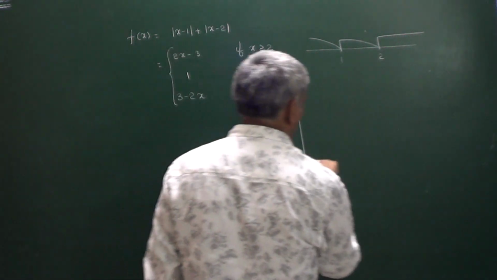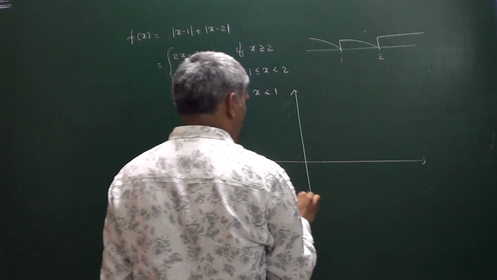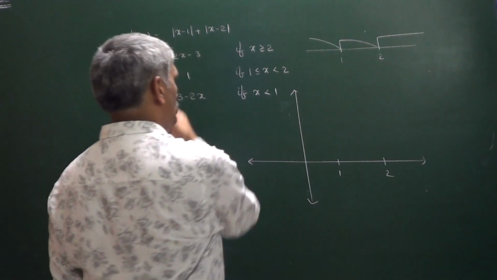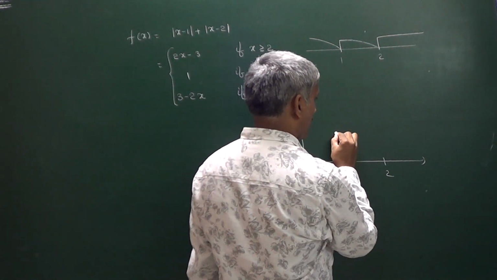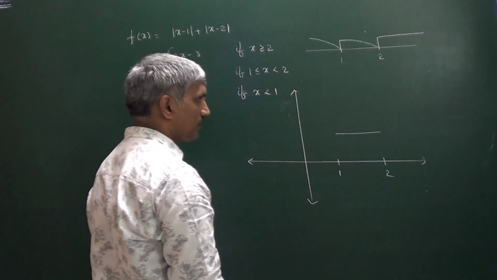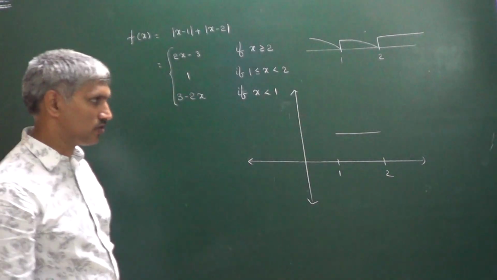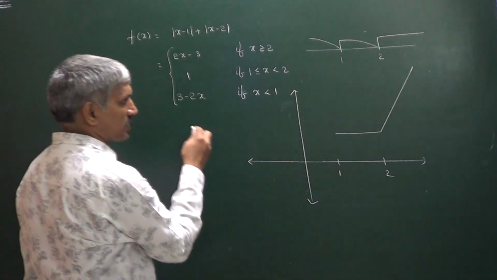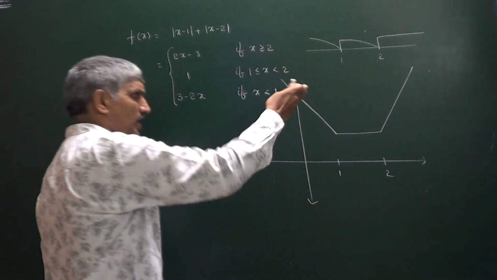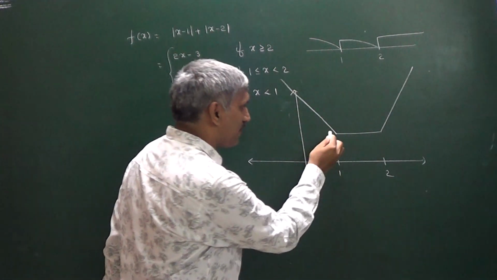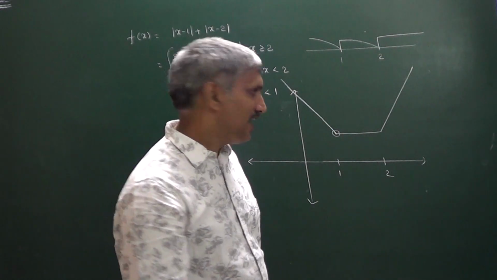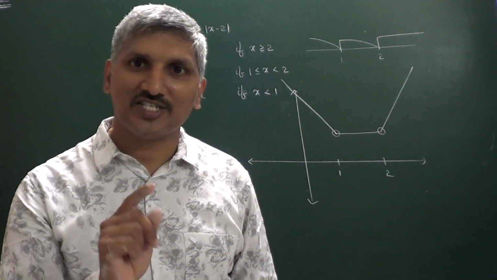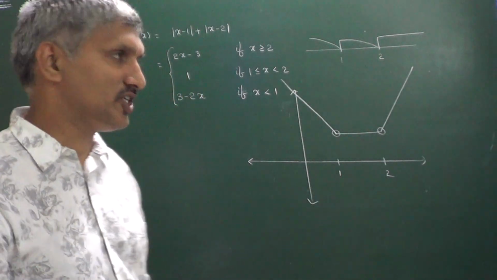If you want to construct the graph, I am trying to construct the graph of that particular function also. This is 1 and this is 2. Between 1 and 2 we got the line y equals 1. Greater than 2 we got one straight line like this. Less than 1 we got another straight line. That is the graph. You can observe at 1 there is a sharp edge. At 2 there is a sharp edge. So that's why the function is not differentiable at x equals 1 and at x equals 2.